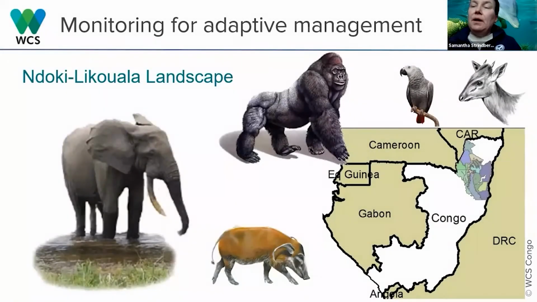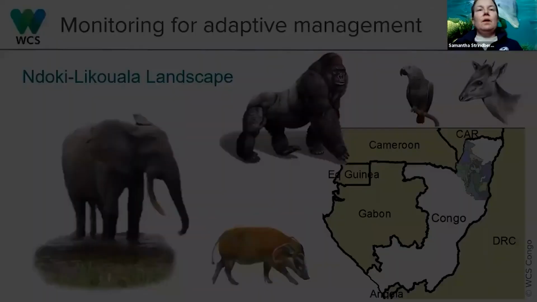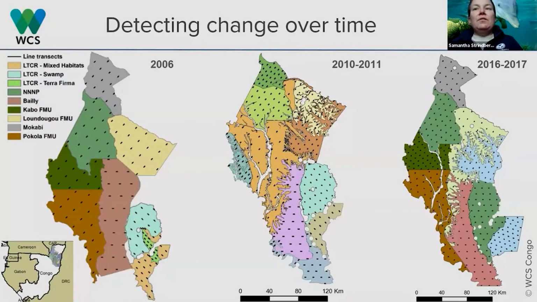So given this backdrop, let's take a look at SMART ER in a bit more detail now, through the experiences applying the technology to our Ndoki-Lekala landscape in the Republic of Congo. Here the conservation targets include forest elephants, great apes such as western lowland gorillas and central chimpanzees, African grey parrots, and a variety of ungulates. We've done a series of landscape-wide surveys to assess changes in those target wildlife populations over time, and during the last round of surveys in 2016-17, SMART ER was used.